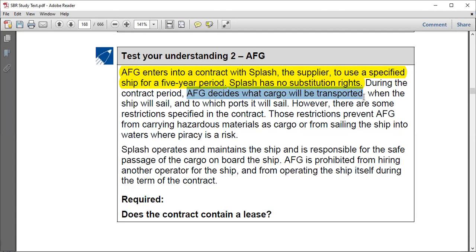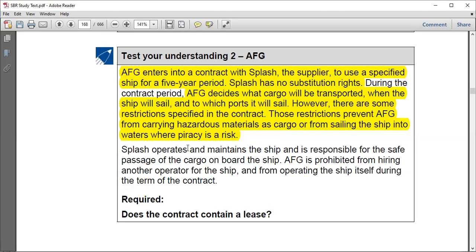They can decide, they can direct use. When the ship will sail, they can direct that, and to which ports it will sail. AFG has such autonomy. That's good. However, now there are some restrictions specified in the contract. Those restrictions prevent AFG from carrying hazardous materials as cargo or from sailing the ship into waters where piracy is a risk. Now, do you see this? This does not actually take away the ability to direct use, but it just specifies the scope of the contract. As long as AFG actually agrees to that, it's just a limitation of the scope of the contract, but it is not actually the removal of the ability to direct use.